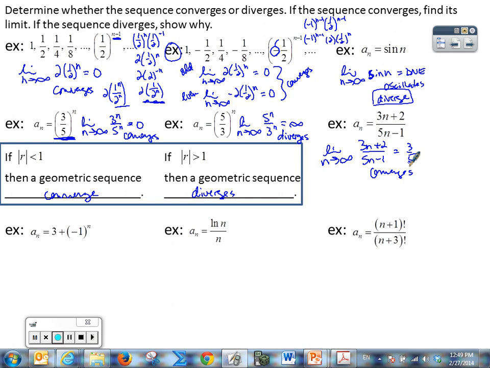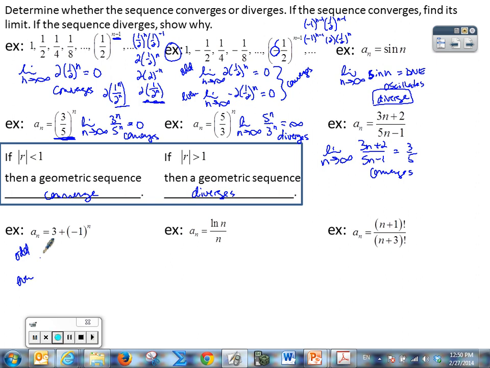All right, let's move over here. This is an alternating one. For alternating sequences, what do we need to do? We need to break it into even and odd, okay? So we'll put the odd first. We have odd and even.